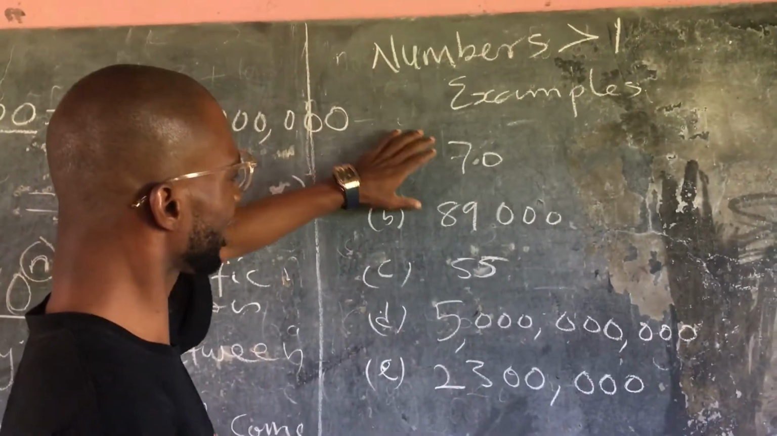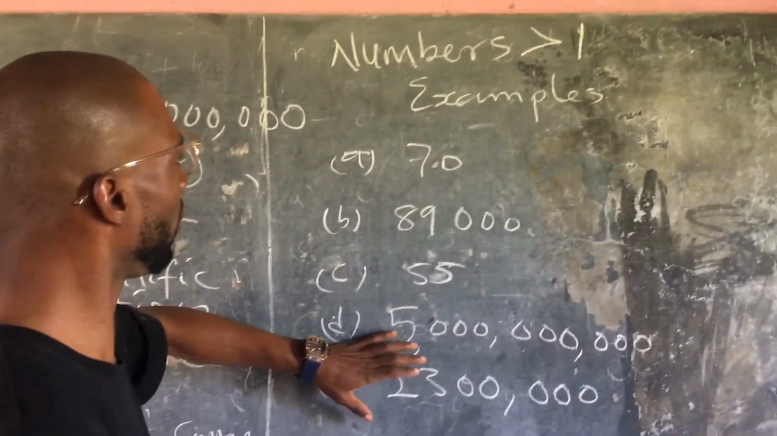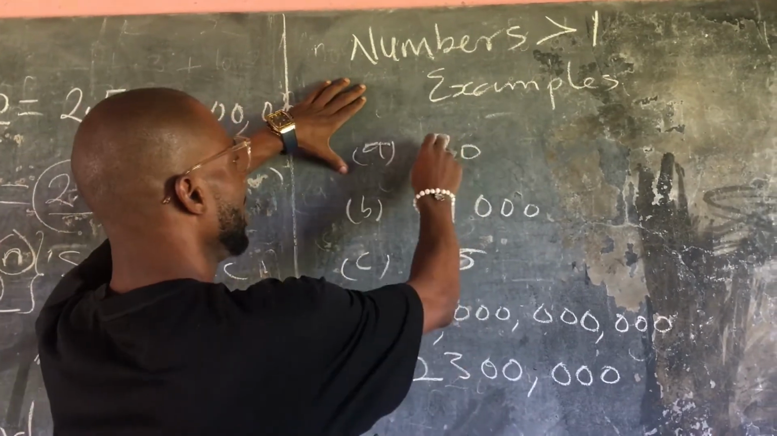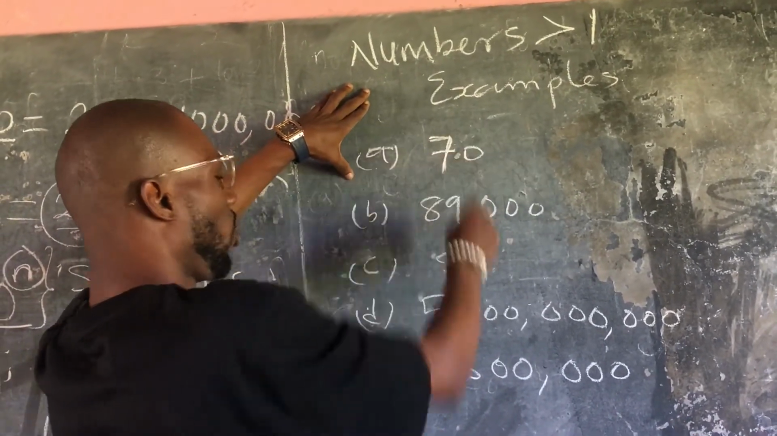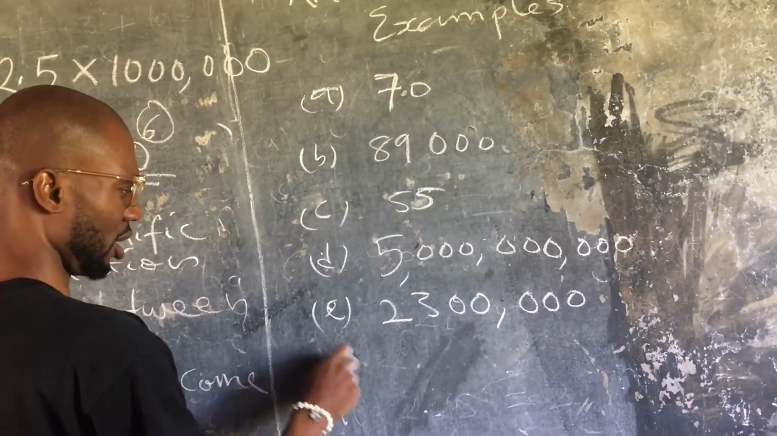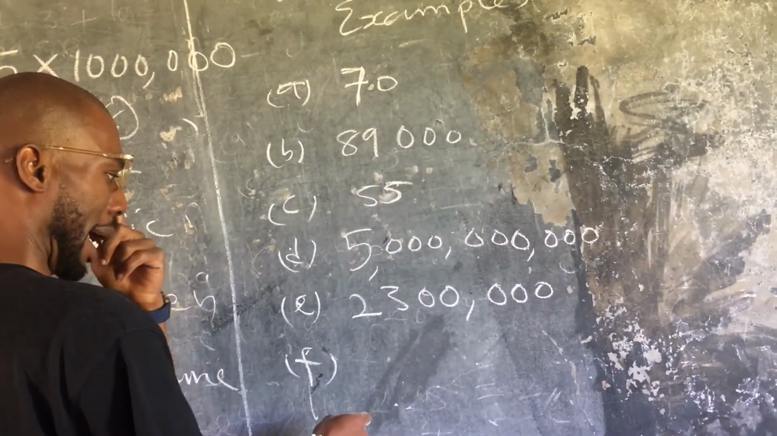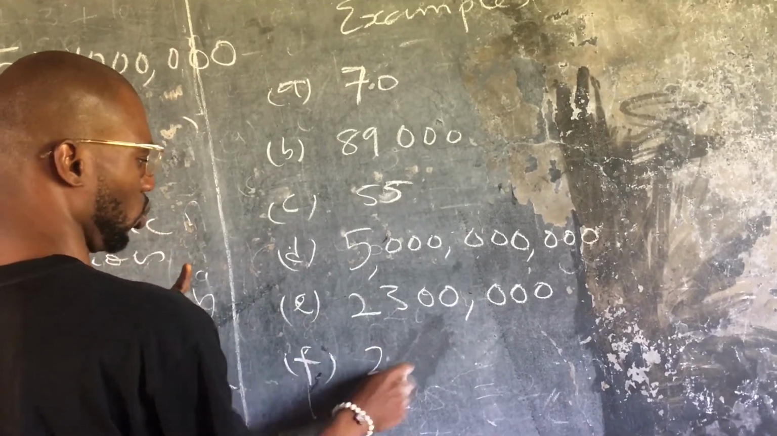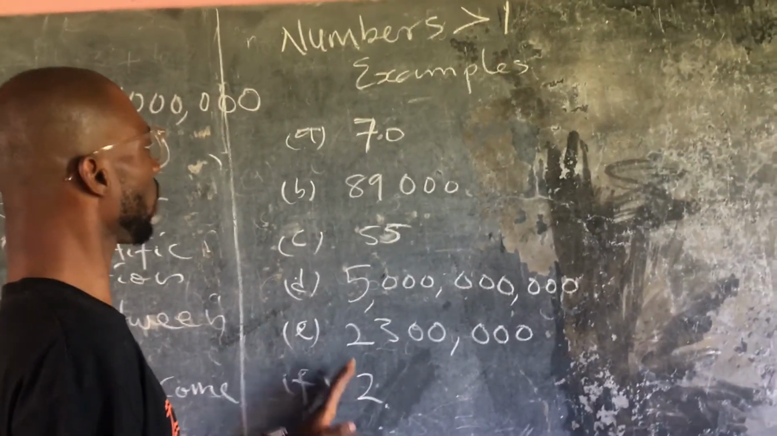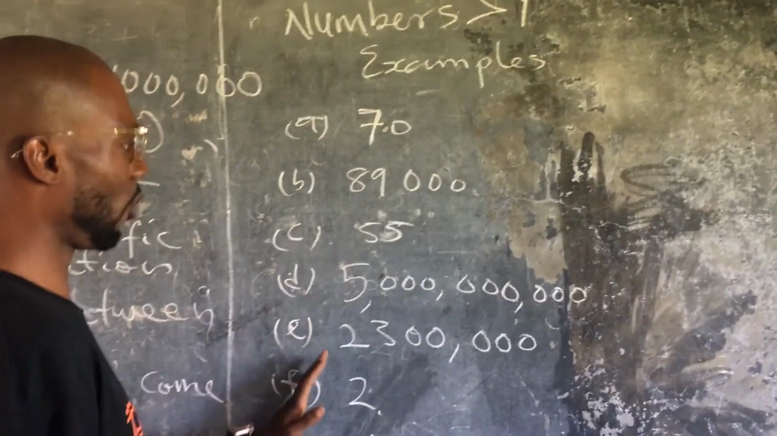Let us take examples. So we want to express these numbers in standard form, and then we say numbers greater than 1. All these numbers are greater than 1. Right? Let me add another example. This is F, and then let me add 2. So all these numbers are greater than 1. So we are expressing numbers greater than 1 in standard form.